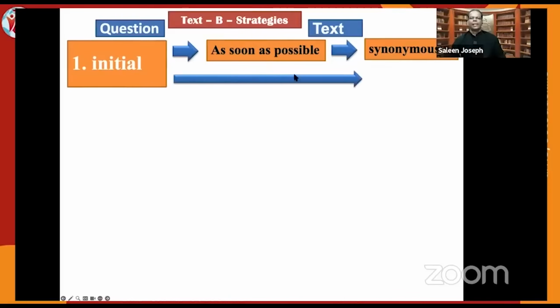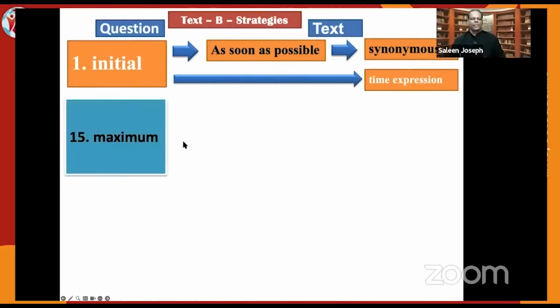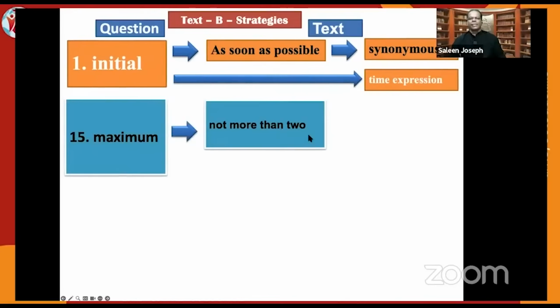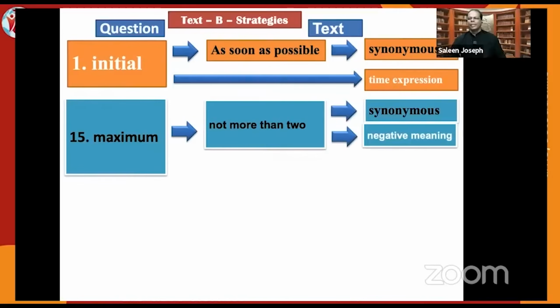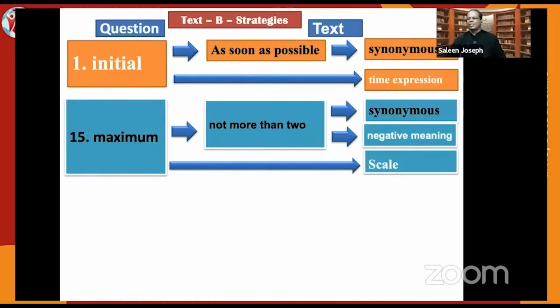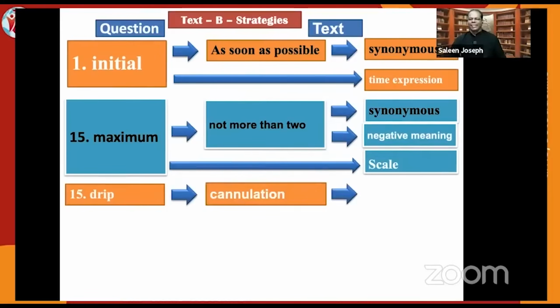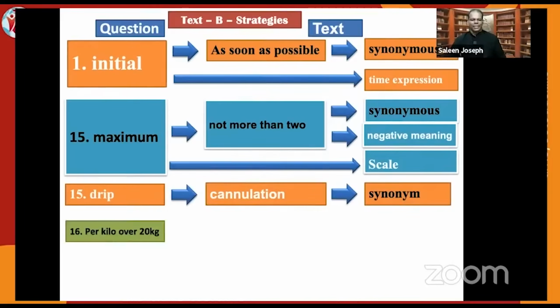Synonyms. See, initial, as soon as possible. Initial is the time expression. Maximum. The text says no more than 2. No more than 2 means 2 is the maximum. Okay, that's what I said, negative expression. And this is synonymous expression as well as negative meaning. Scale is used, maximum, minimum. Then drip, cannulation. Then that is synonym. And per kilo over 20 kg.